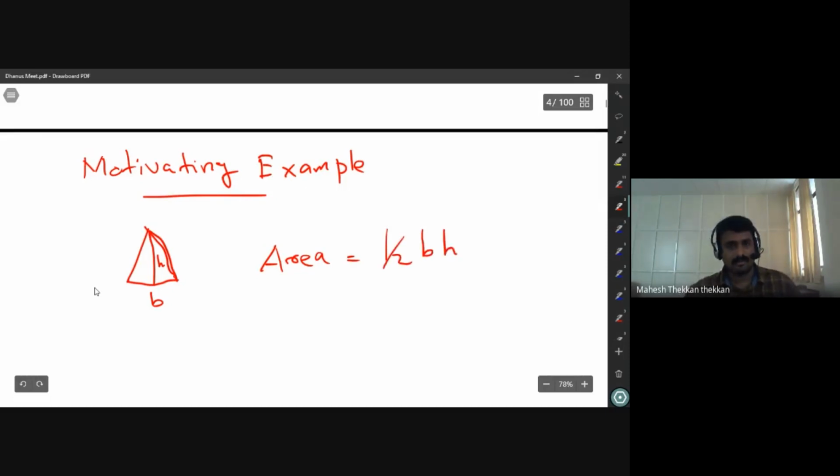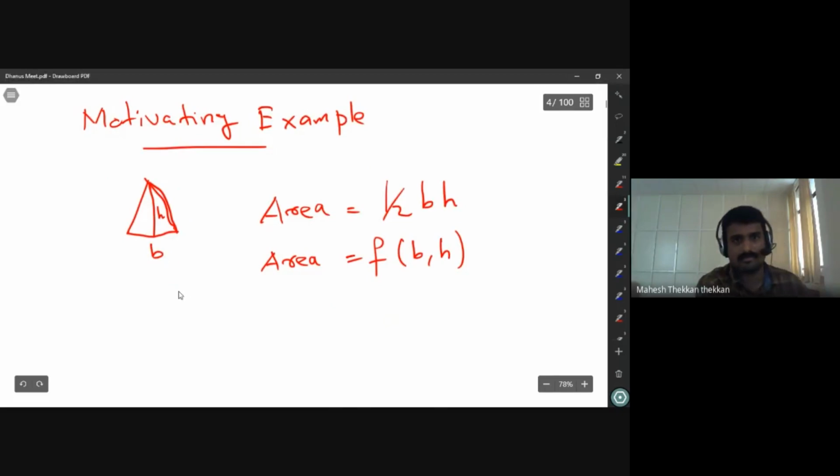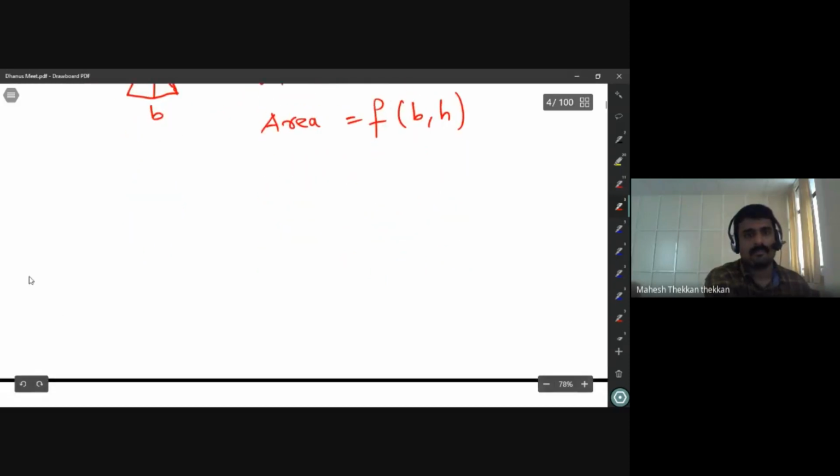What I will do is consider this area as a function of 2 variables, right? Area is nothing but a function of 2 variables B and H. While this base and height are changing, I will get different areas. So this is one function of 2 variables. Area you can think of as a function of 2 variables.